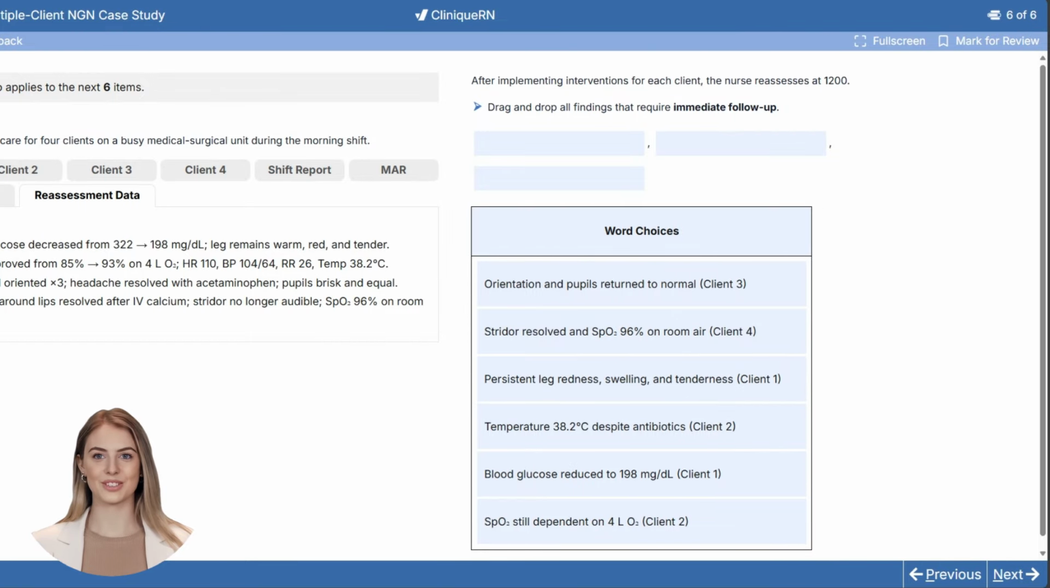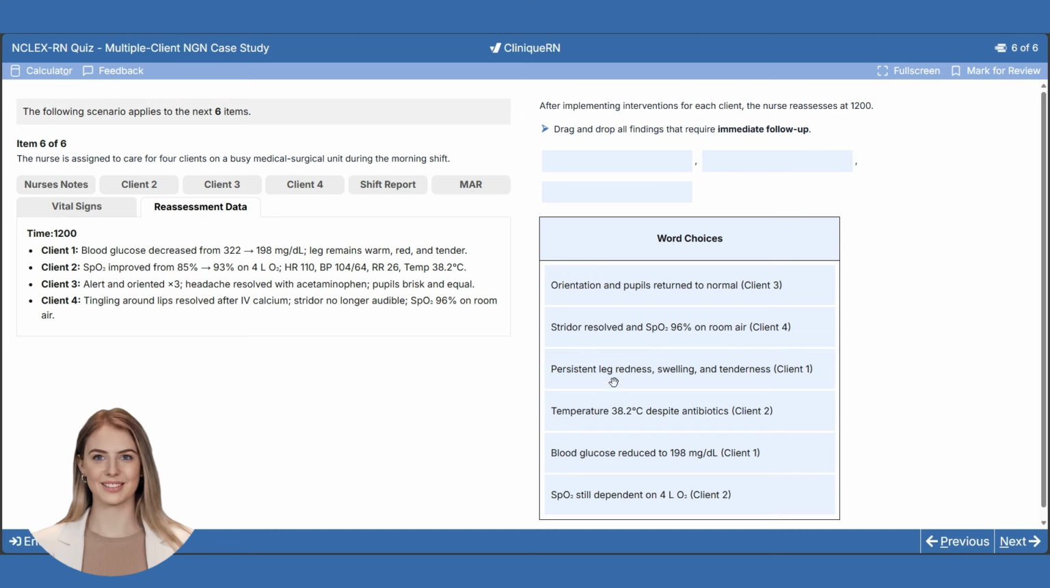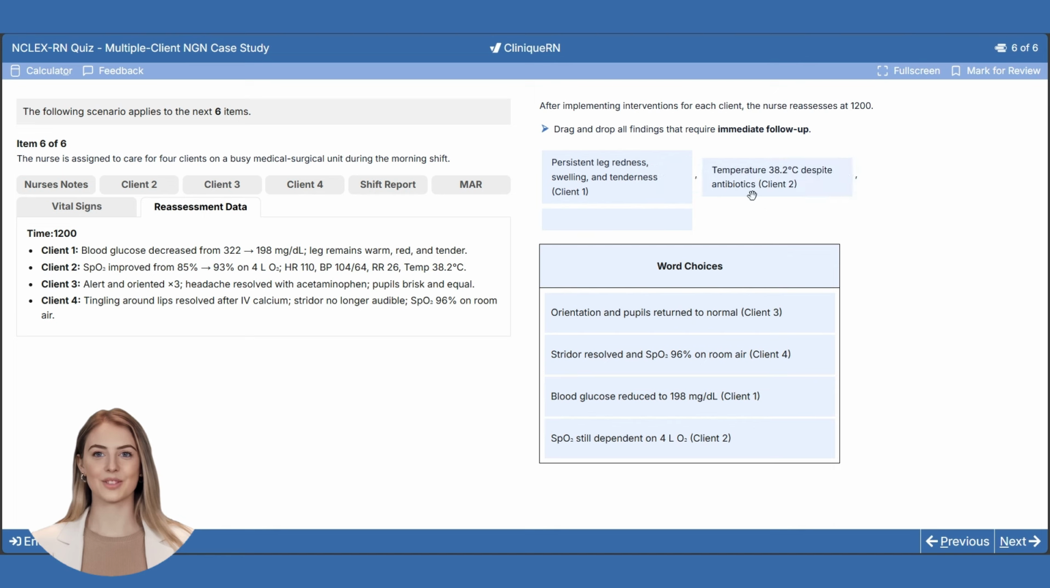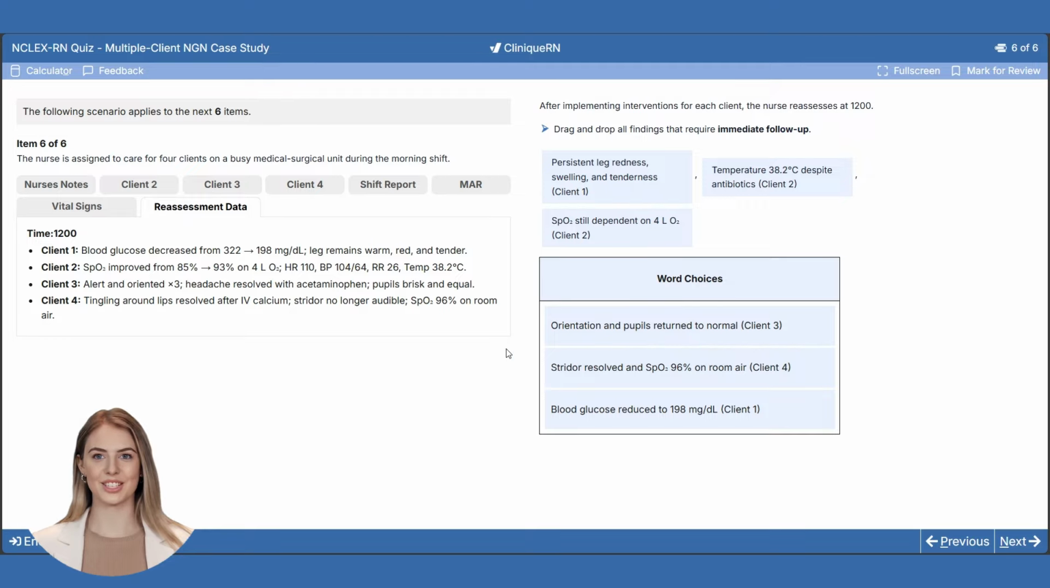The correct options are persistent leg redness, swelling, and tenderness, Client 1. 38.2 degrees Celsius despite antibiotics, Client 2. Peripheral capillary oxygen saturation is still dependent on 4 liters oxygen, Client 2. Let's dive into the rationale.